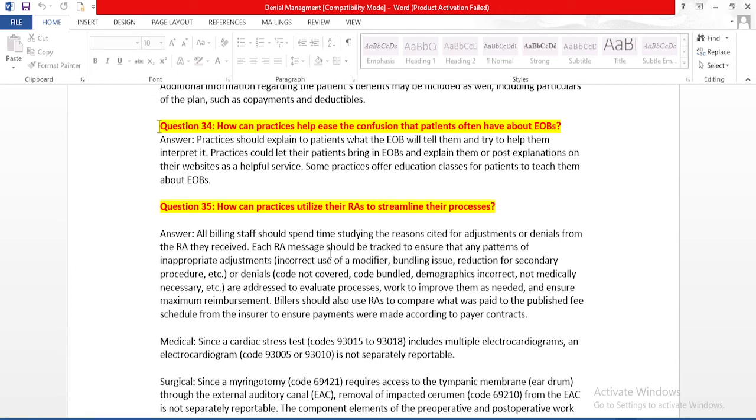Next question. How can practices help ease the confusion that patients often have about EOBs? Practices should explain to patients what the EOB will tell them and try to help them interpret it. So practices could let their patients bring in EOBs and explain them or post explanations on their website as a helpful service. Some practices offer education classes for patients to teach them about EOBs. It is a good idea.